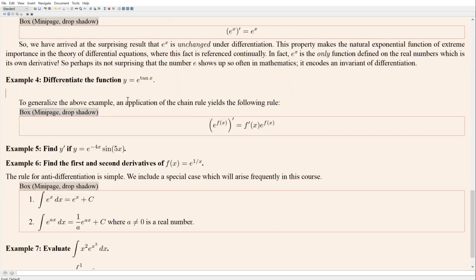Now, let's use that to do some derivatives. So what is the derivative of e to the power tangent x? So we have to employ the chain rule here.